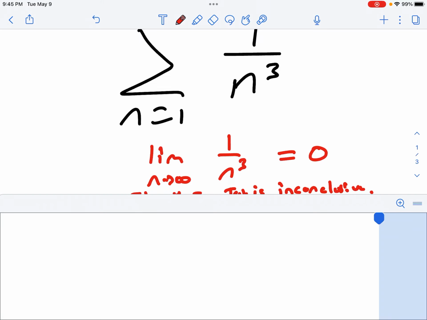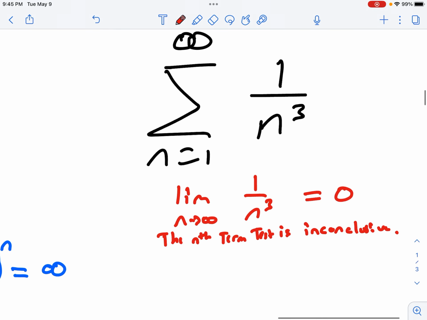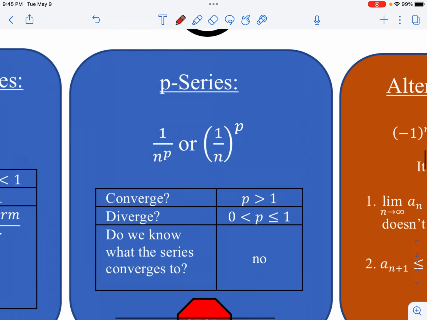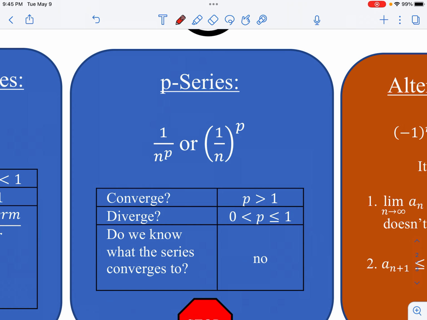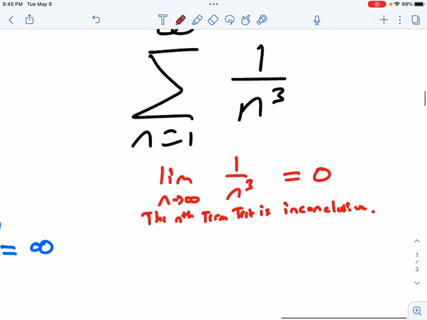So there we go. What's that ultimately mean? Well, it just means that we're going to have to do another test on this series. That's not good enough to know, and so we're going to have to do something else with that. Okay. Now, what we actually should recognize is that 1 over n to the third is a p series, and so it does converge because p is greater than 1. And so that's what we learned in the last lesson.